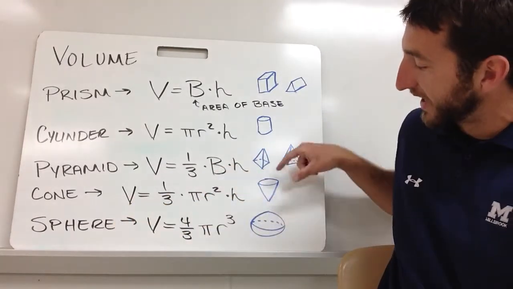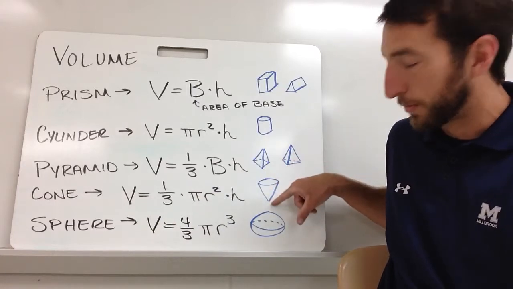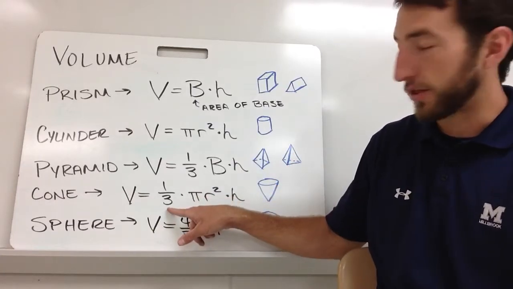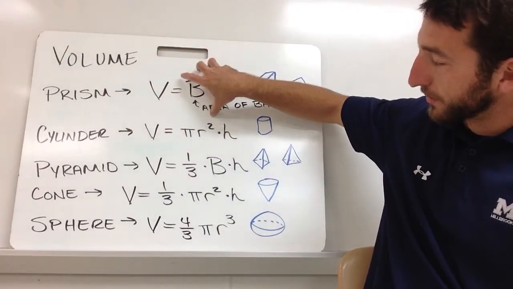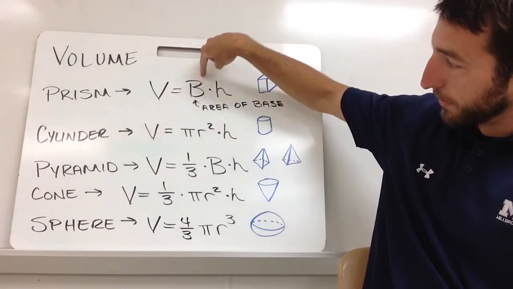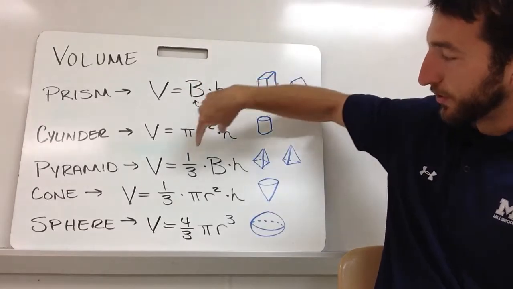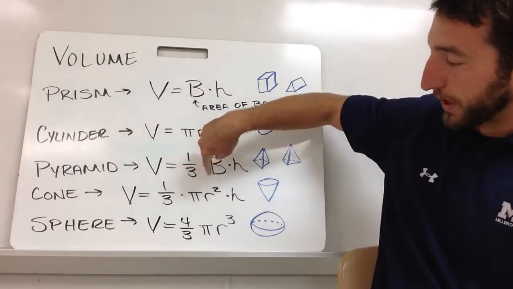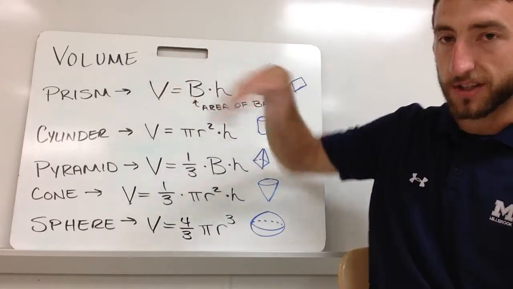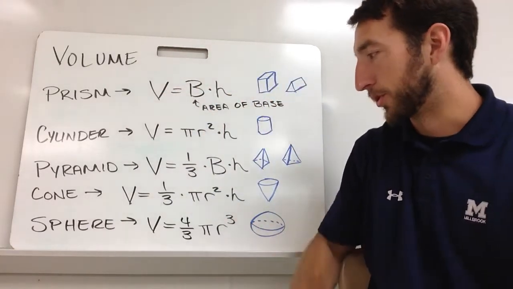Cones work the same way. It's just like a cylinder, except it comes to a point. So that means we're going to use this 1/3. That's the easy way to remember it. All of these are related to the prism. For the prism and cylinder, the area of the base is a circle for the cylinder. The only difference is pyramids and cones, if they come to a point, you're going to multiply by a third. Otherwise, you just leave it the same and you don't multiply by a third.